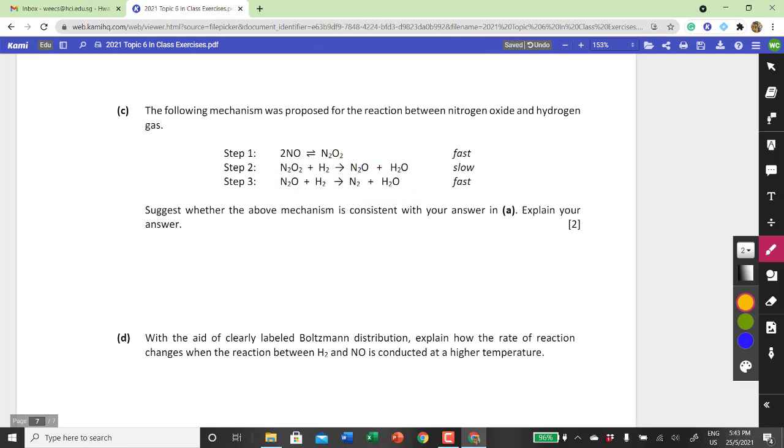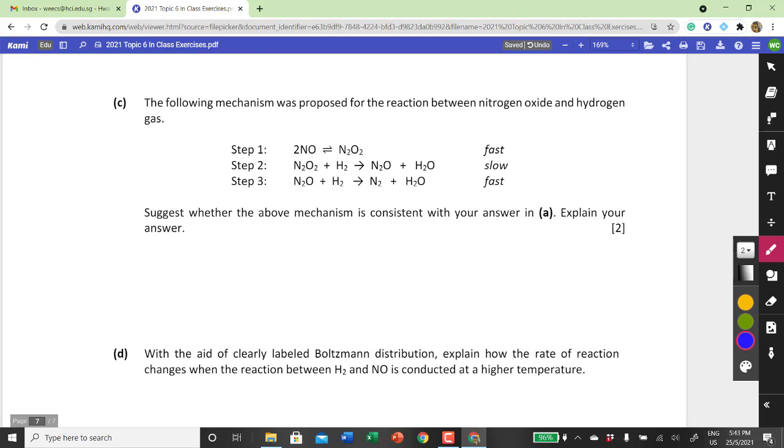Right now we'll try to determine if the above mechanism is consistent with our answer in A. At first look, it doesn't seem so, because in your slow step, it involves one molecule of N2O2 colliding with one molecule of H2. So we'll just write out a rate expression first. Rate equals K, N2O2 to the power of 1 and H2 to the power of 1. Remember that your slow step should be reflected in your rate equation, and the molecularity, meaning the stoichiometric coefficient, is reflected as the power.